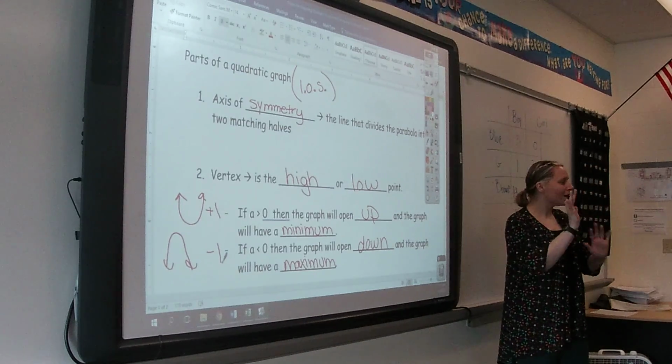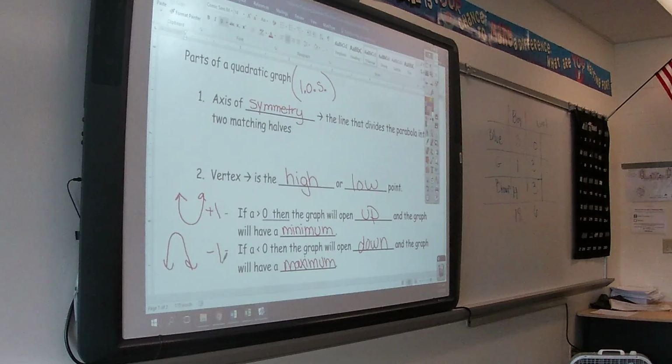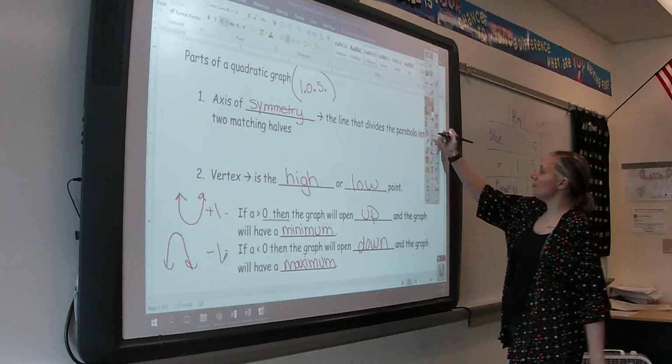Okay, so these are just some terms we need to know about parabolas in general so that we can now graph them.